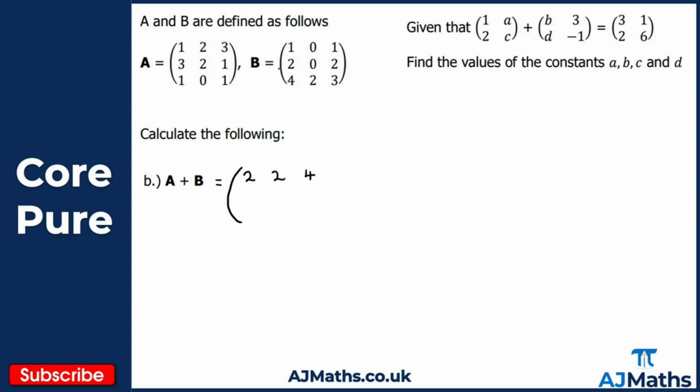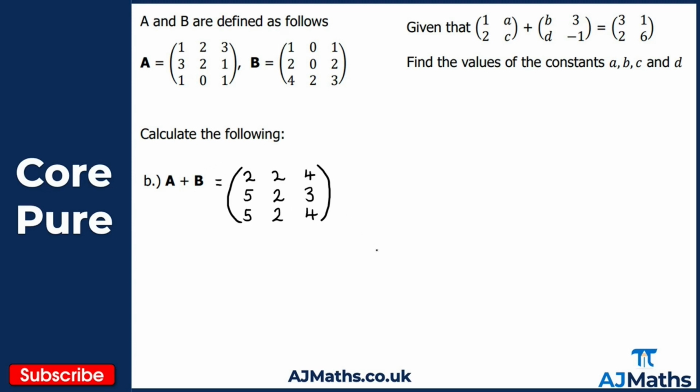For the next row, 3 plus 2 gives me 5. 2 plus 0 gives me 2. And then finally 1 plus 2 gives me 3. Now working along the bottom row, 1 plus 4 gives me 5. 0 plus 2 gives me 2. And then finally 1 plus 3 gives me 4 there. Okay, and that's our result of A plus B.